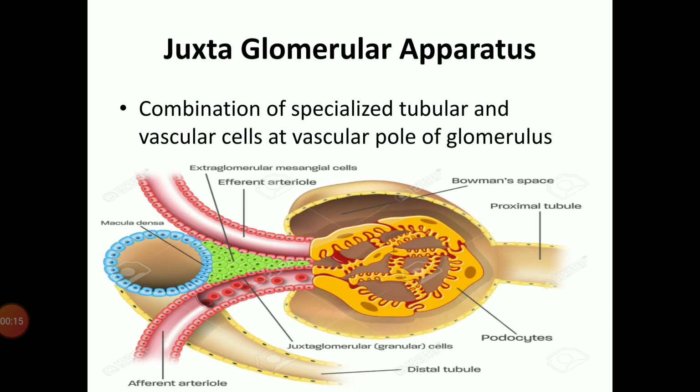Today we are going to discuss the juxtaglomerular apparatus. The juxtaglomerular apparatus can be defined as the combination of specialized tubular and vascular cells at the vascular pole of the glomerulus. So what does this mean?